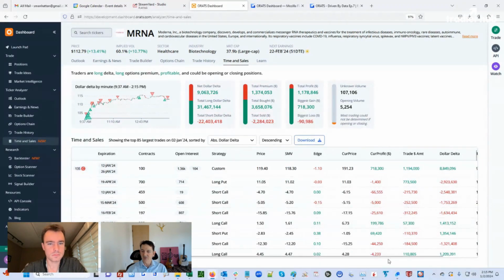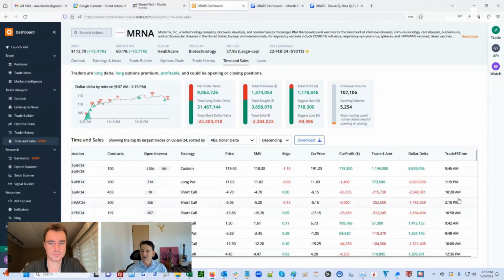Some of these short trades, what was the time? So yeah, these are more often than not later. So this is in the morning. This is someone that just knocked it out of the park. They paid up, but they made a lot of money on that one.